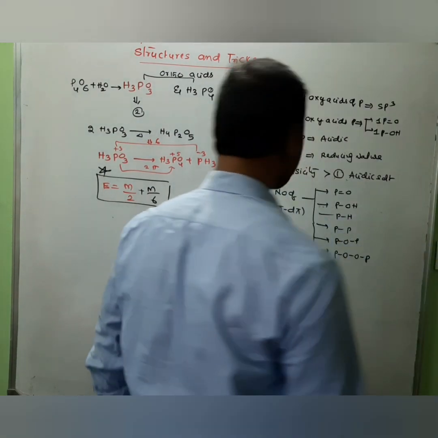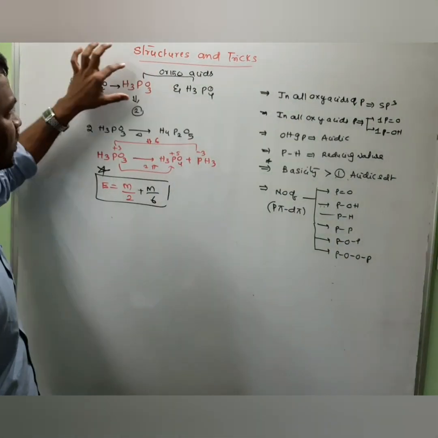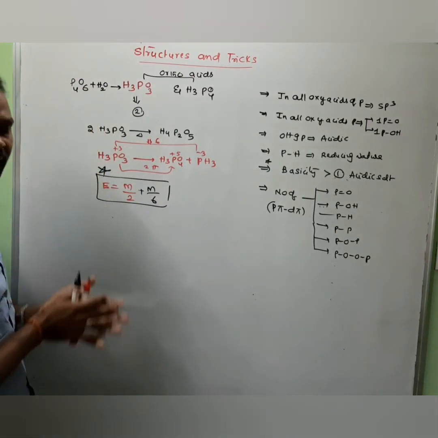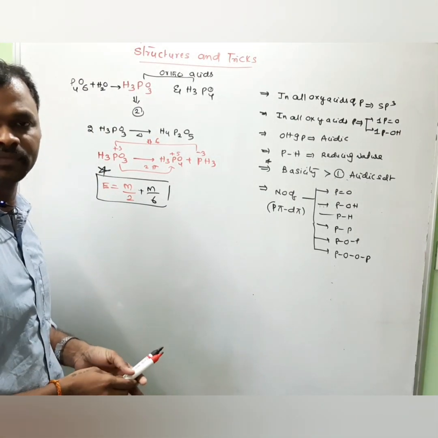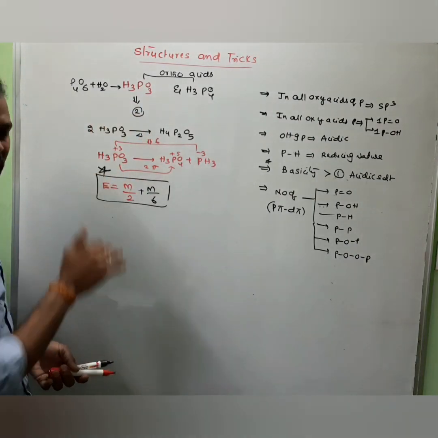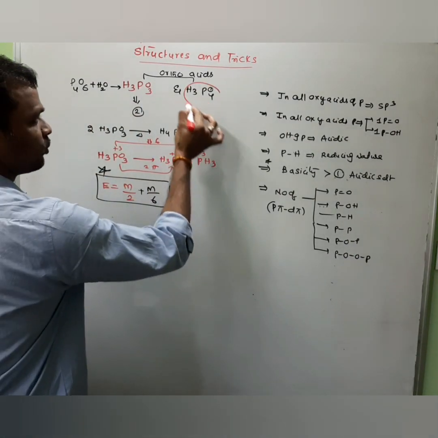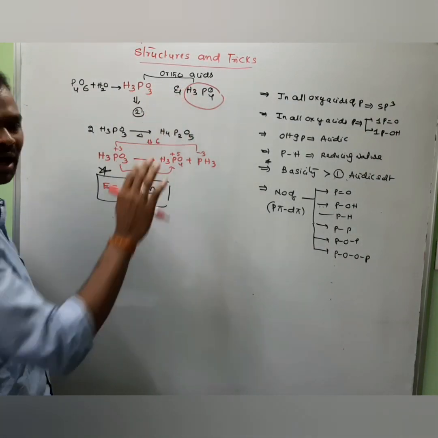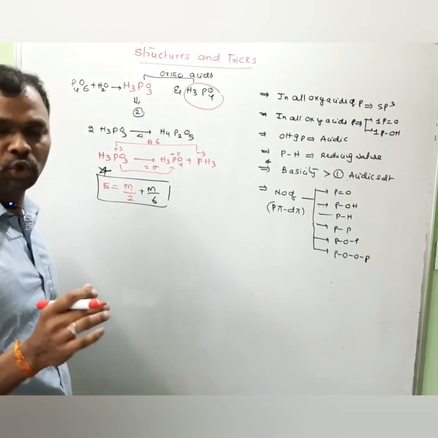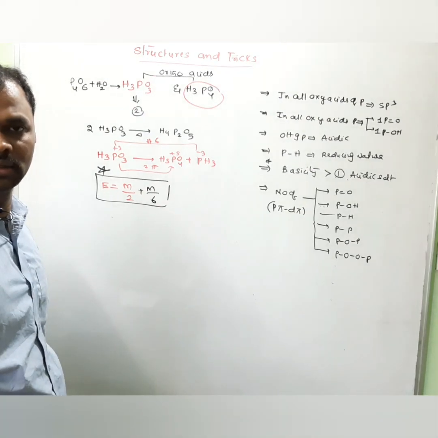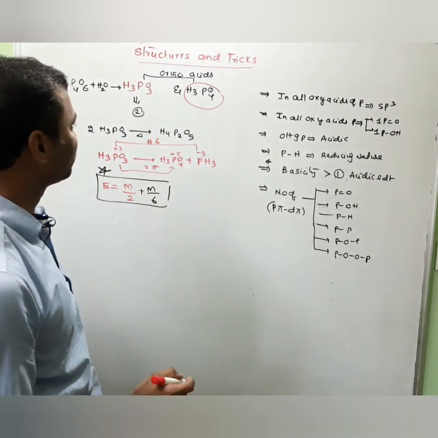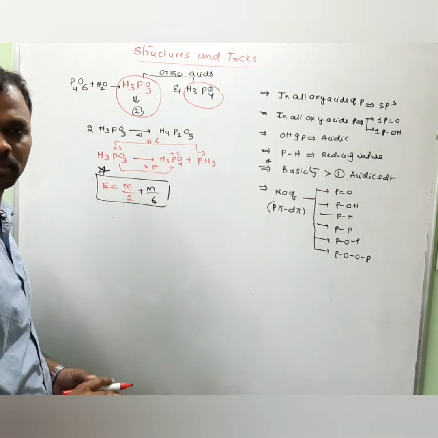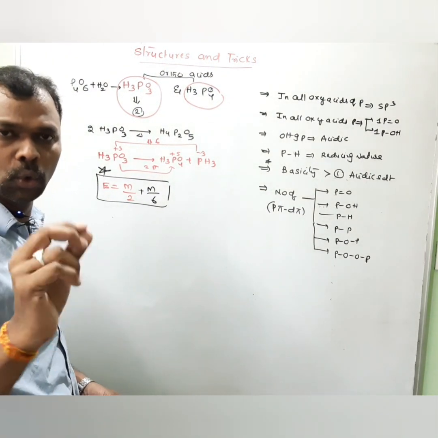So now let us discuss. The first one is orthophosphorus acid. P4O6 on hydrolysis gives H3PO3, orthophosphorus acid, whereas H3PO4 we call orthophosphoric acid. Both we call ortho acids. Very important point: just now I discussed its basicity is 2, which means it contains 2 OH groups.